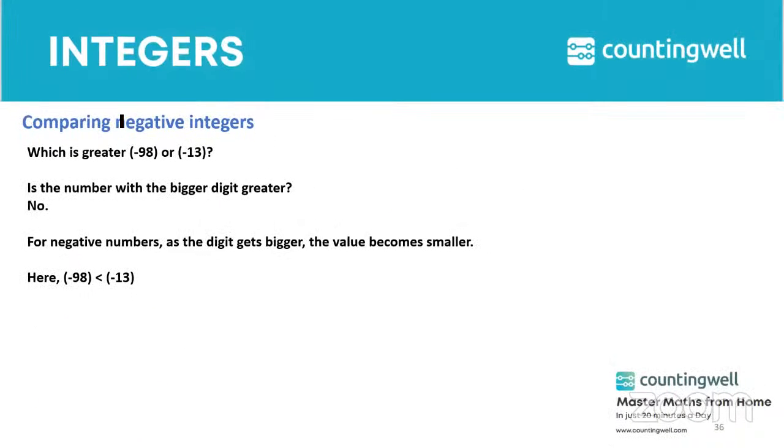Whenever you are comparing negative integers, -98 and -13, the number with bigger digit is always smaller than the number with smaller digit. For example, here you can see 98 and 13. Which one is bigger digit? 98, but its value is smaller. So -98 will be less than -13.